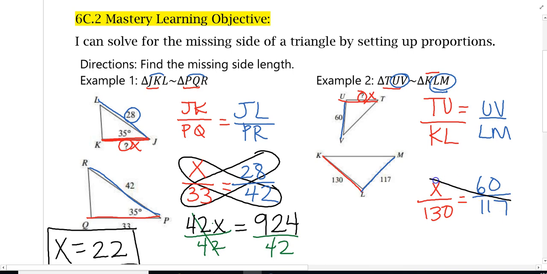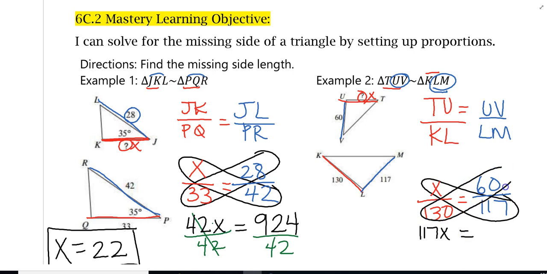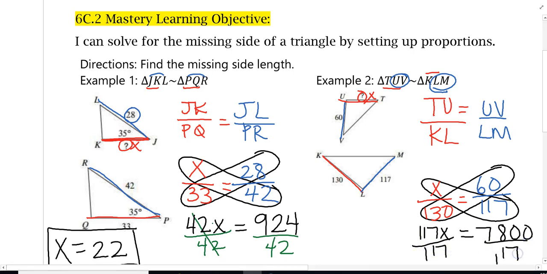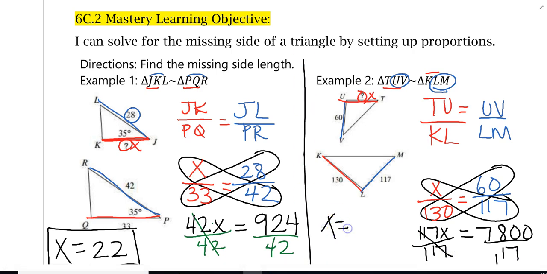So when we cross multiply, 117 times X is 117X. 130 times 60, remember you're multiplying, is going to be 7,800. And then I'm going to divide by 117 on both sides. And my X here is going to equal, in fraction form, 200 over 3, which simplifies to about 66.67.